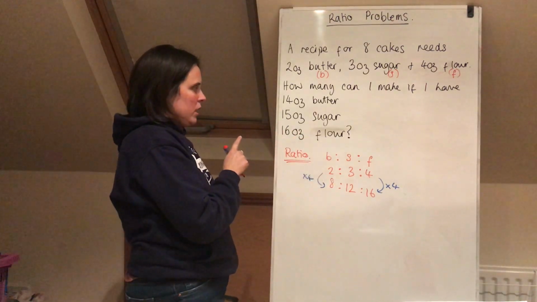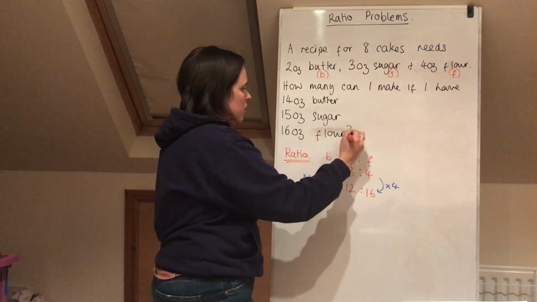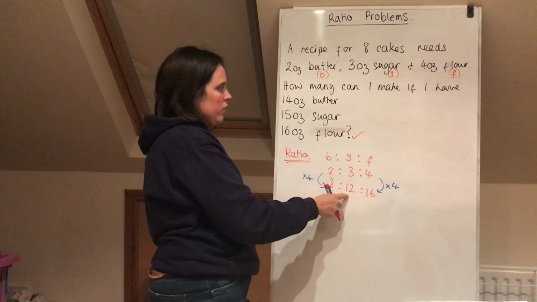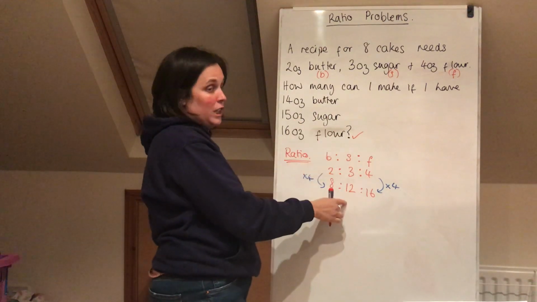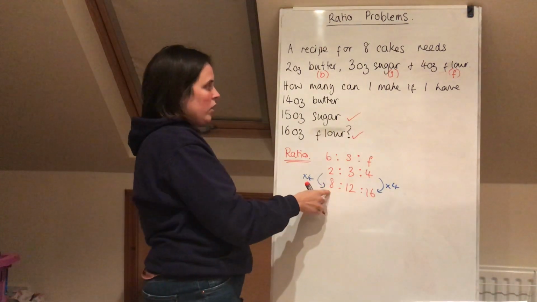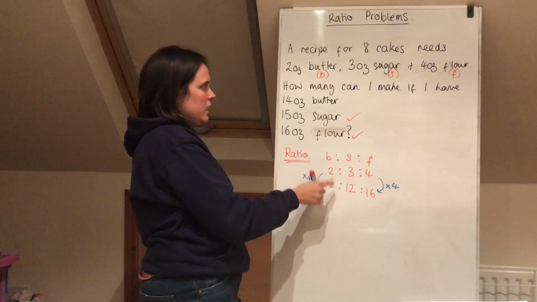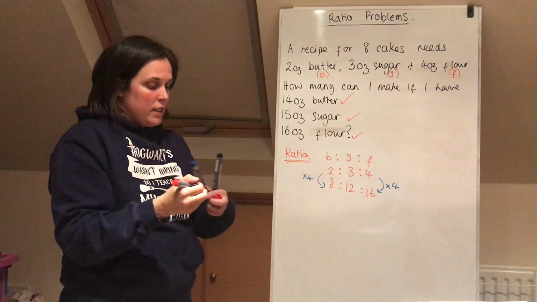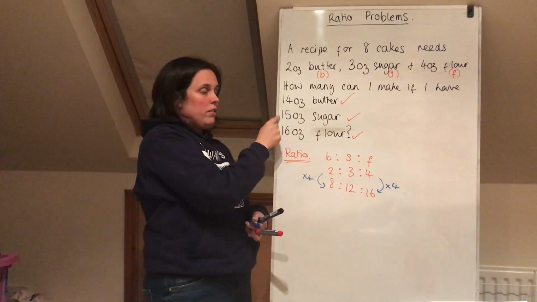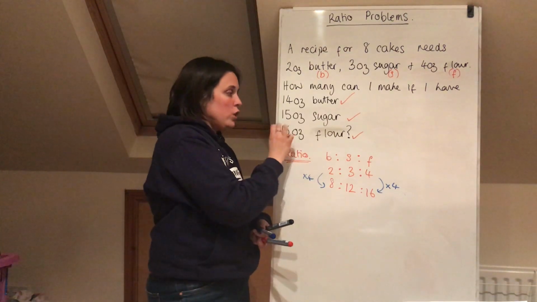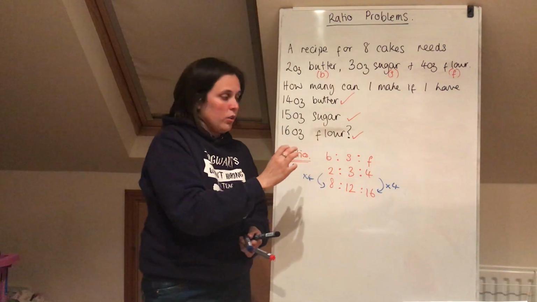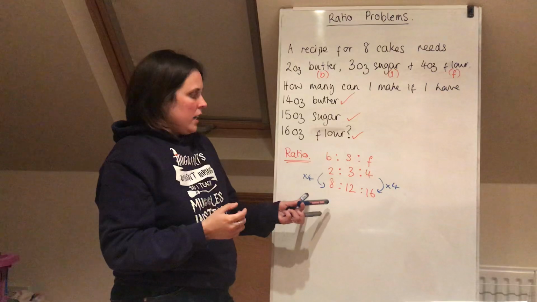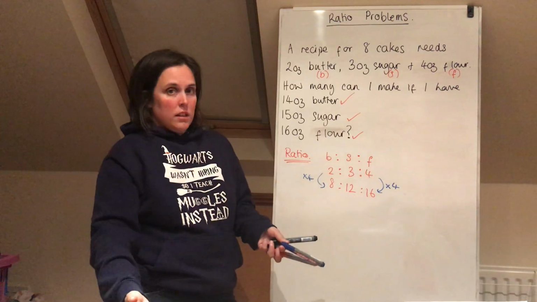Now check back with the ingredients. Well, we've maximised the flour, so that's fine, and we have got enough sugar because we've got 15 ounces and we only need 12, and we have got enough butter because we only need 8, and we've got 14. We can't make any more, and that's important. Although we've got spare of these two, we can't make any more because we've used all the flour. So that is the ingredients that we need to use.